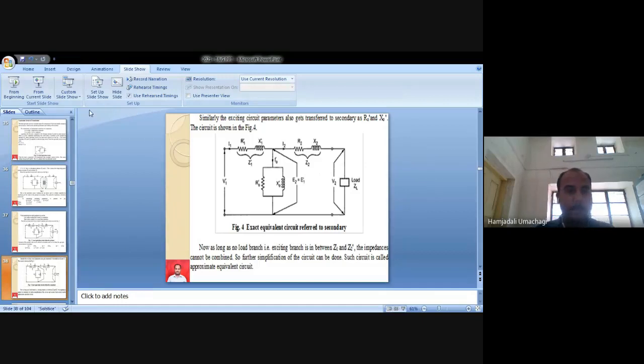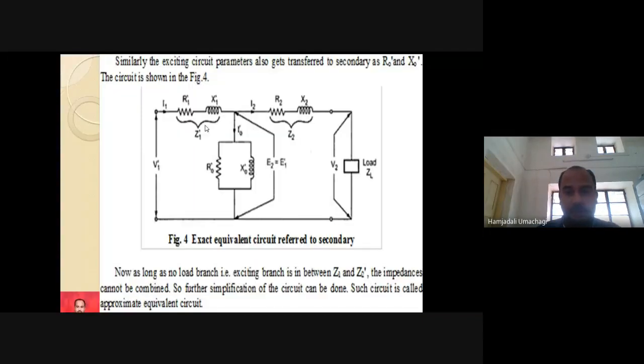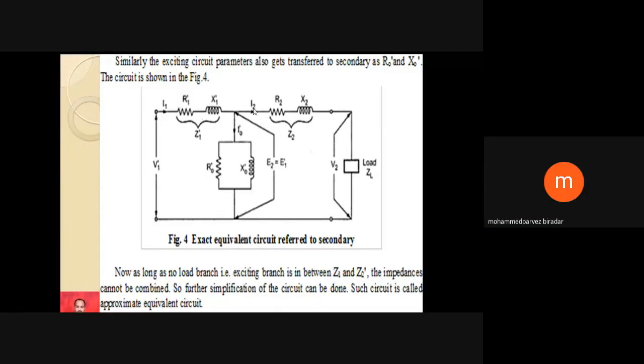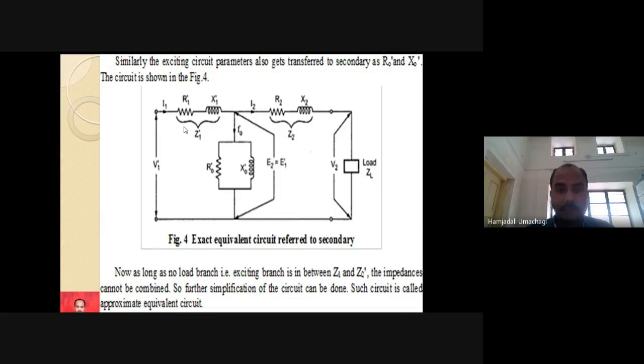So now this will be R1 into K square, X1 into K square, Z1 into K square. But what about the current now? I0 dash is equal to, whether I should divide it or multiply it? Divide, sir. Divide by single K or K square?